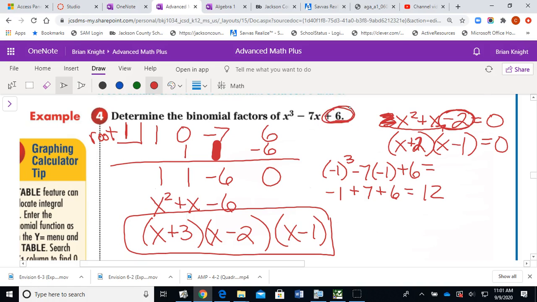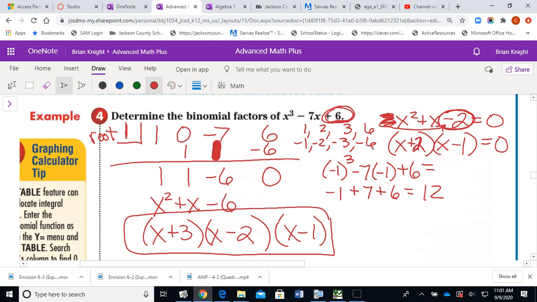So the factors of 6 are 1, 2, 3, and 6, but it's also -1, -2, -3, and -6. So 1, 2, 3, 4, 5, 6, 7, 8 total options for my answers. They're not all answers. In fact, only how many of them were answers? 3 of them. Only 3 of them were roots. Only 3 of them had factors. The other 5 don't work.